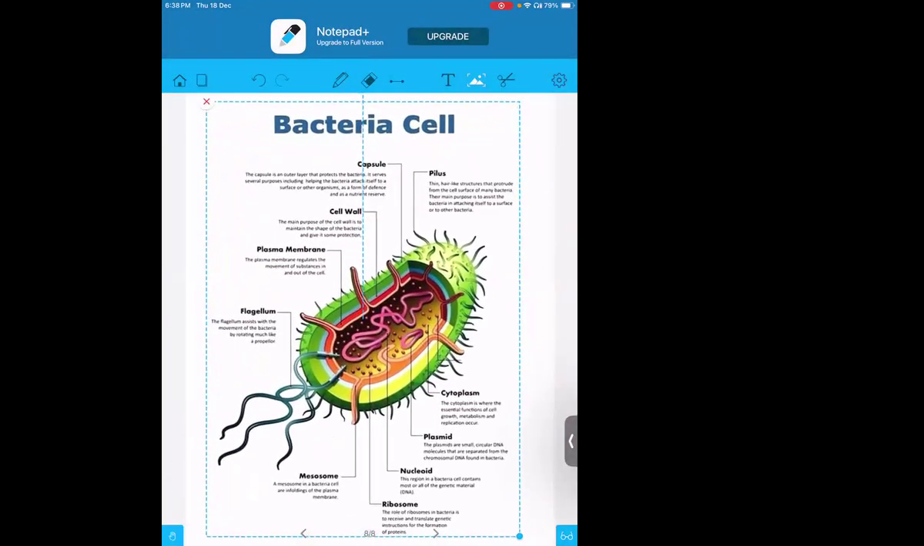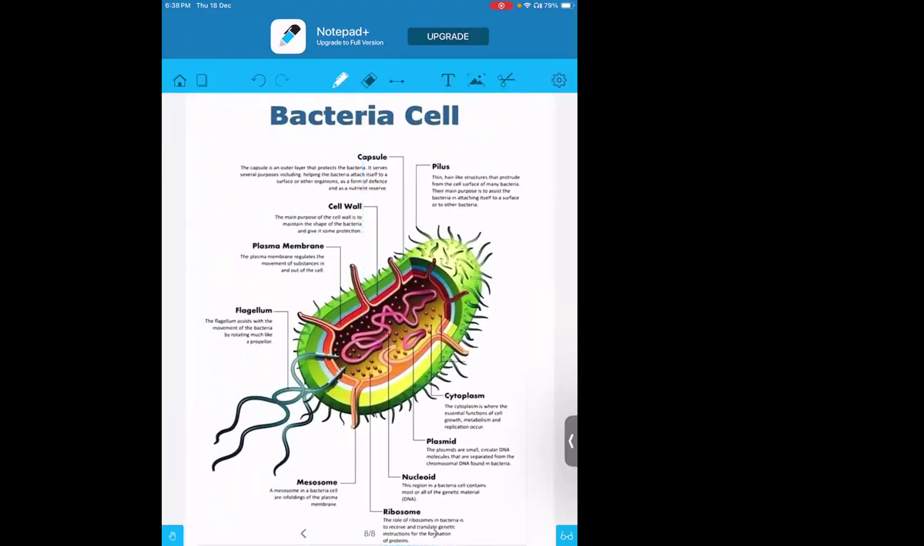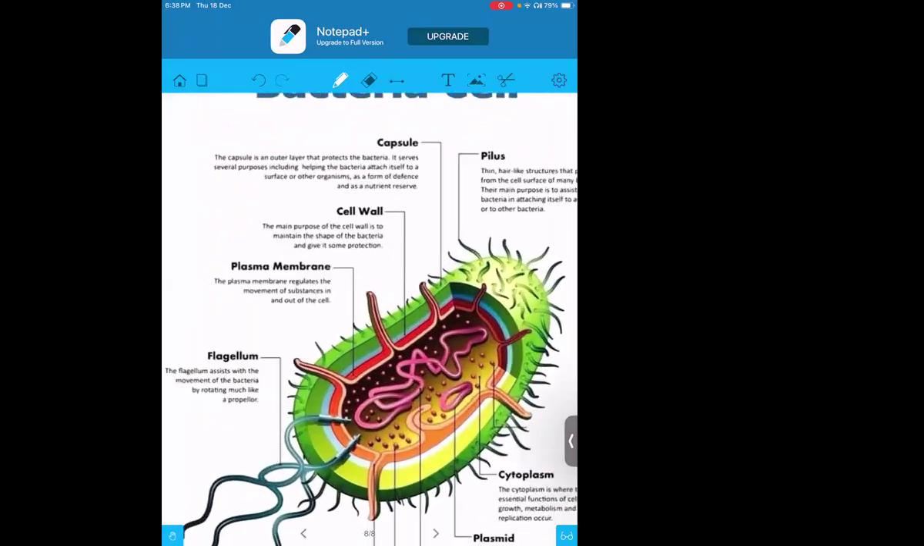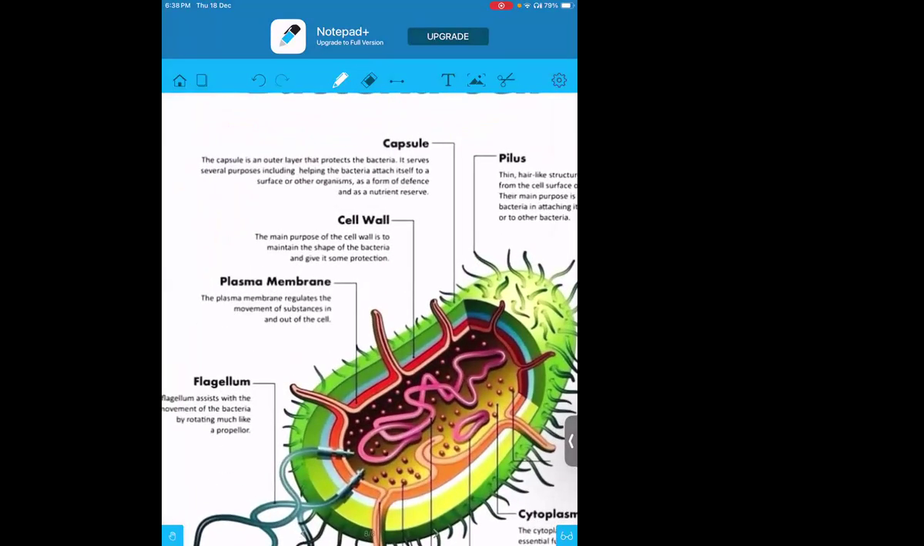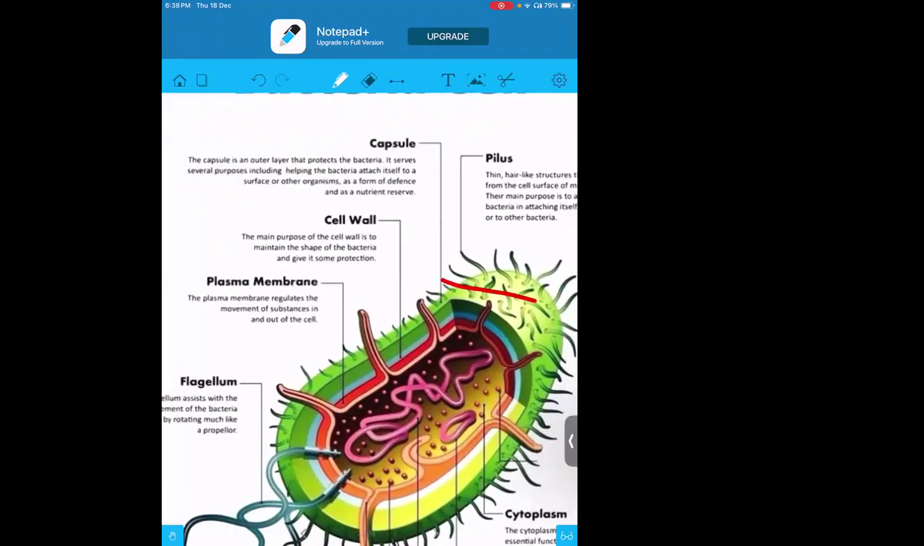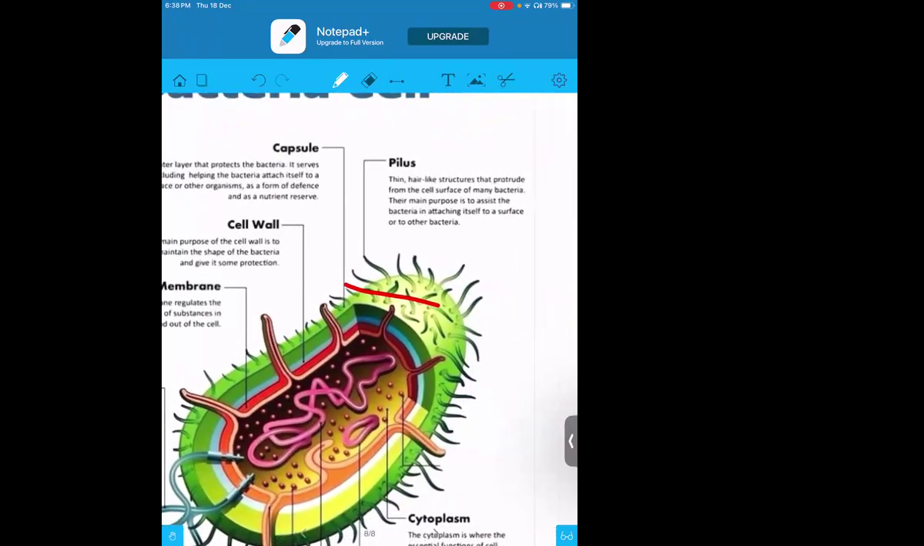Yashoda, can you read what is the function of the capsule? The capsule is an outer layer that protects the bacteria. It serves several purposes, including helping the bacteria attach itself to a surface or other organisms, as a form of defense, and as a nutrient reserve. Okay. Hansini, read the function of the pilus.